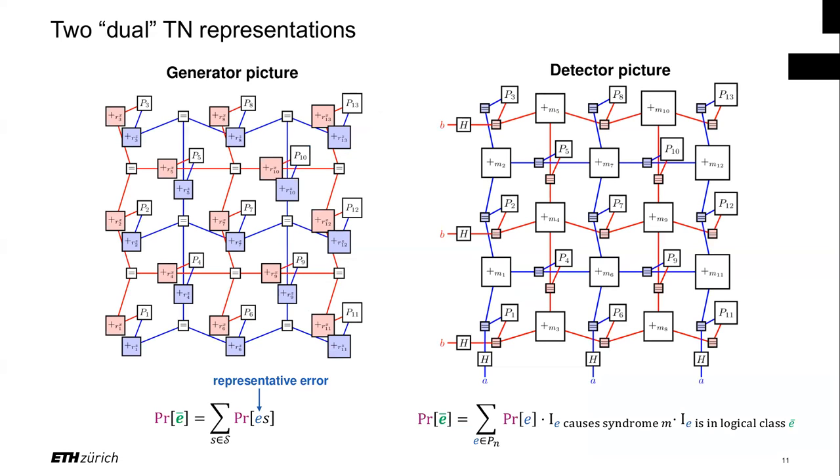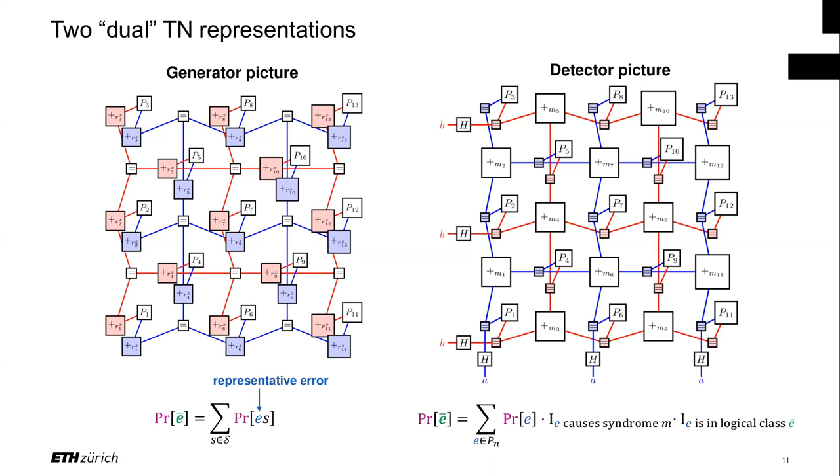So we argue there are two dual ways you can map the logical error class probability to a tensor network. We call them the generator and the detector picture. Here you see both of them drawn for the 3x3 surface code. You will notice there are two types of tensors in these tensor networks: check tensors and delta tensors. We write the little delta tensors with the equalities. Both tensor networks have the same topology, but you exchange the check and the delta nodes. That's why you can see these two pictures as being in some sense dual to each other.